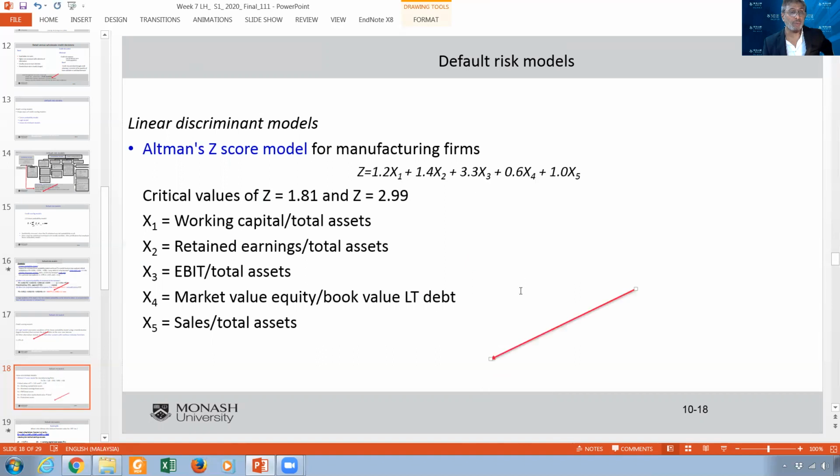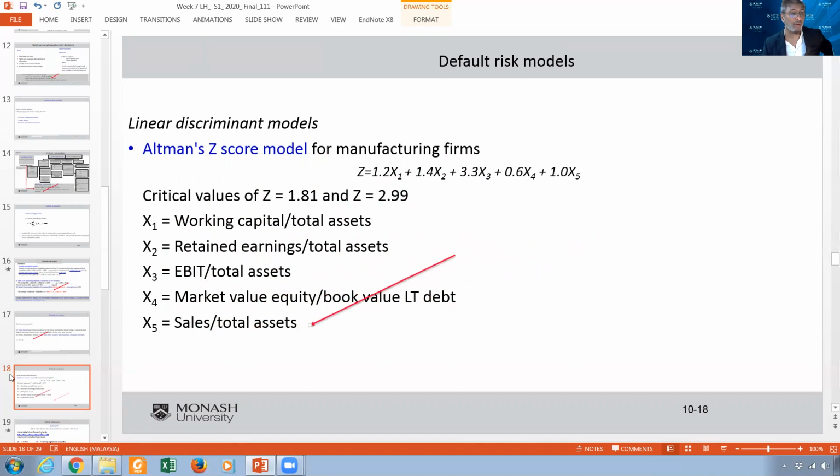So actually, we are taking the working capital over total assets, X1, retained earnings over total assets, and somebody will say, is this a worldwide model? Yes, it's a worldwide model. It has its weaknesses, but you can use it in any country based on the balance sheet numbers. This is X3, earnings before interest and tax over total assets, and X4 is market value, and this is sales.